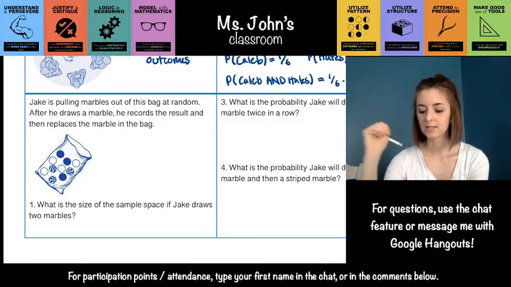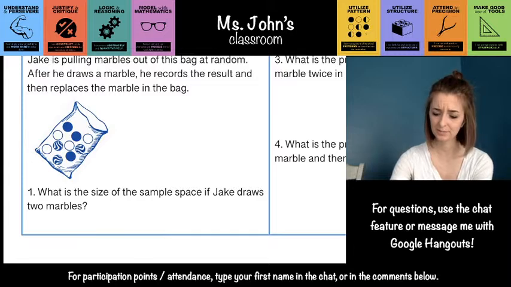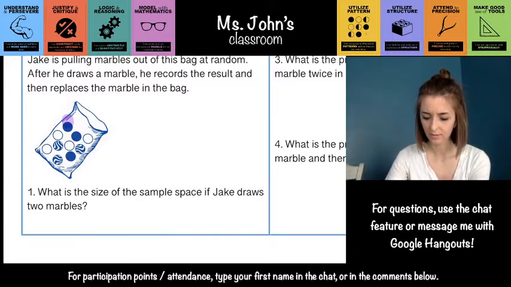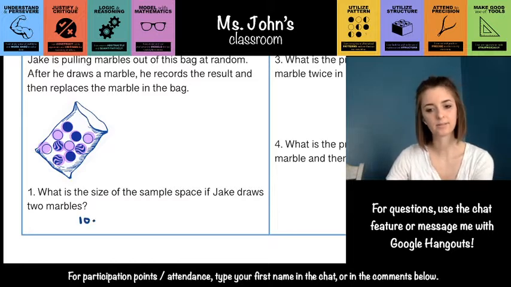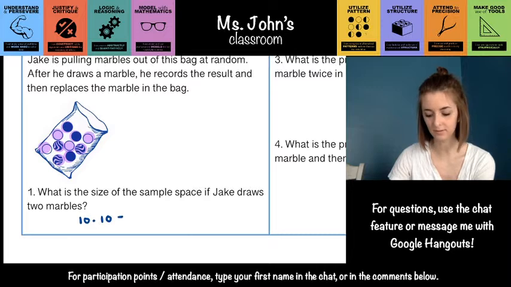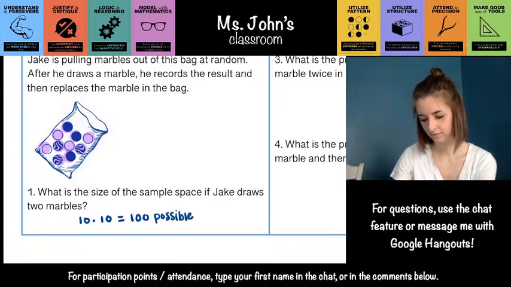Number one, what is the size of the sample space if Jake draws 2 marbles? So first of all, if we're using this bag here, there are, okay, 1, 2, 3, 4, 5, 6, 7, 8, 9, 10 marbles. So the first time he draws a marble, there are 10 choices. Even though he's not really making a choice, there's 10 possibilities, right? And then the second time he draws a marble out of the bag, it's also 10 choices, 10 outcomes. So the total number of outcomes is 100. Fundamental counting principle.